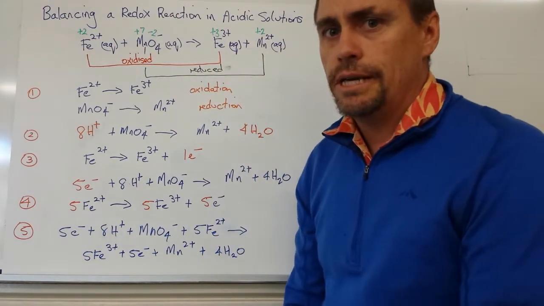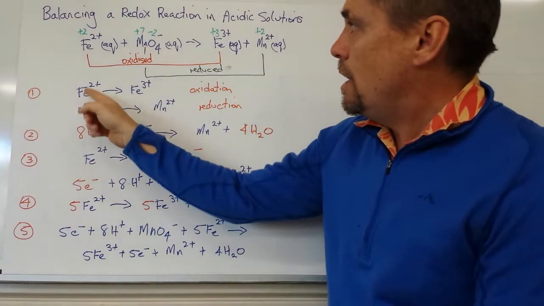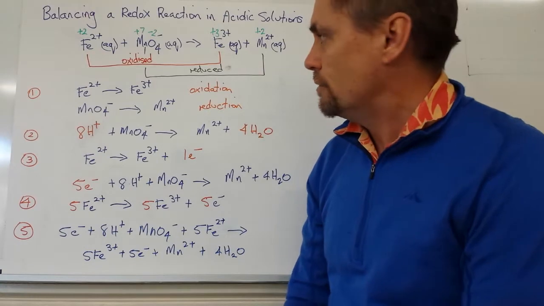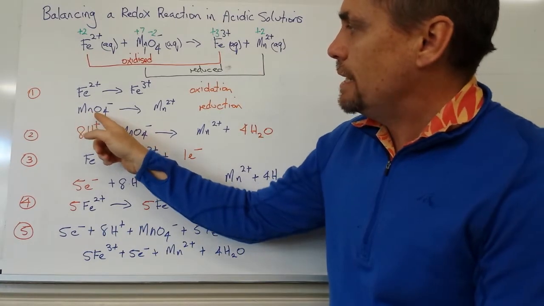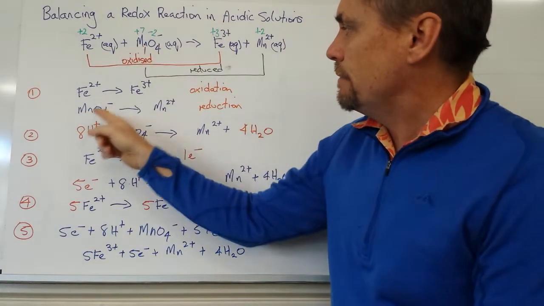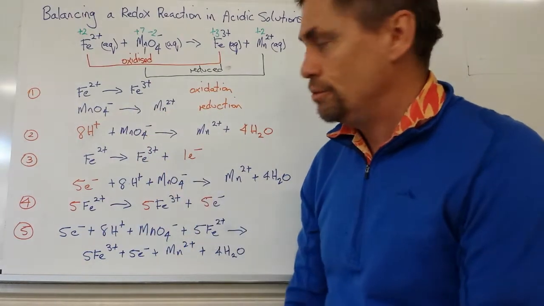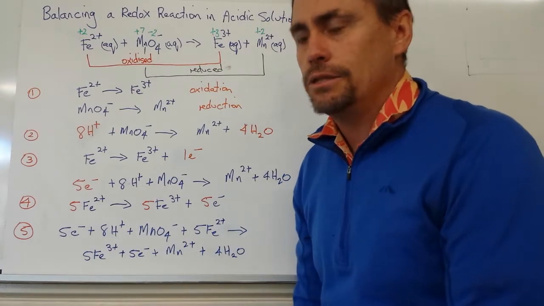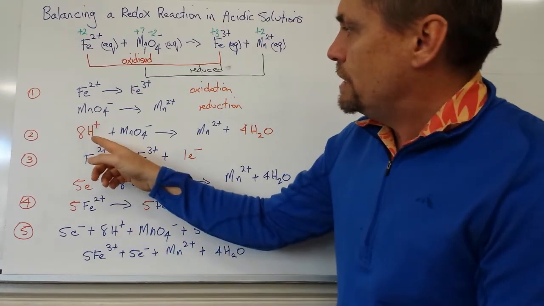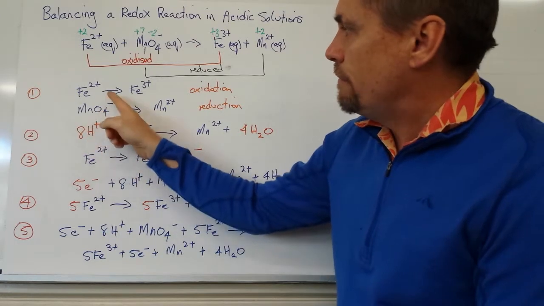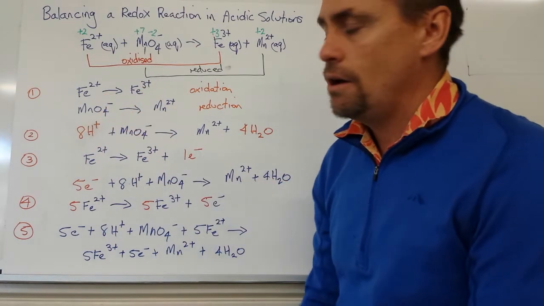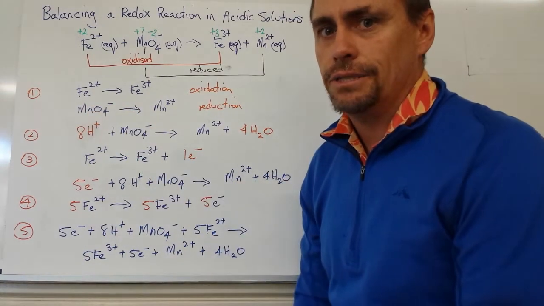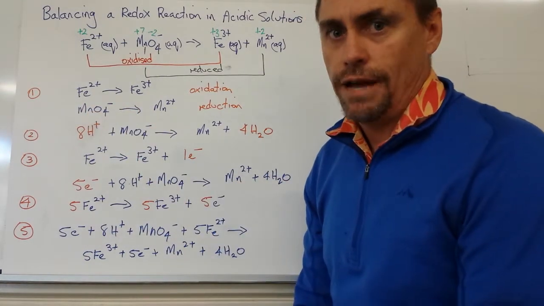What we now need to do is set up our half reactions. So iron 2+ going to iron 3+ is oxidised because it loses an electron. The manganese in permanganate goes from +7 to +2, so it's reduced. What we now need to do is balance for the atoms in solution. So if we start with our first half reaction, our iron 2+ to 3+, we don't need to balance any other atoms. So it's balanced for the number of atoms.